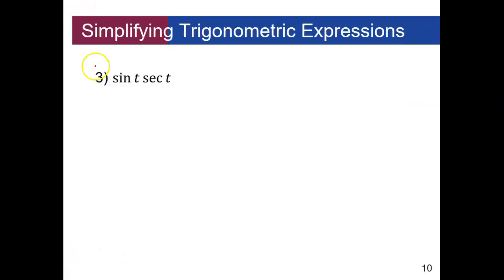Okay, so continuing along here, again, we want to take these down to the basic sine and cosine function. So I'm going to replace secant with 1 over cosine. So I'm going to have sine over cosine, and that's going to be tangent.